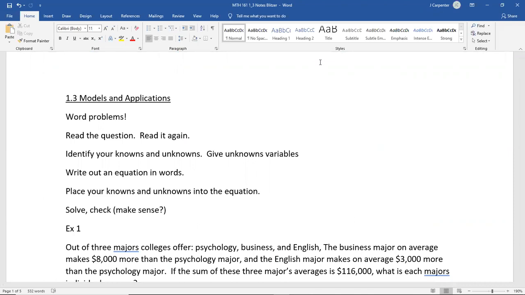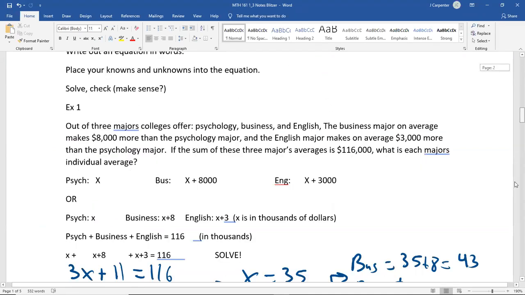All right, everyone, welcome back. Hope we had a good weekend, extended week for us since we did not have class on Monday. We're going to go ahead and dive headfirst back into where we left off, which was 1.3 models and applications. Just two more examples to finish it off.